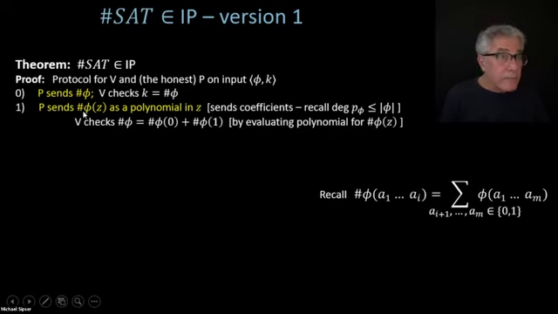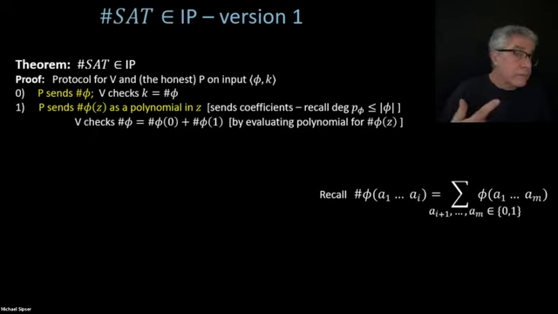So it's going to send phi of Z as a polynomial in Z. Now that's going to be enough for me to figure out what number phi of 0 and number phi of 1 is, because I plug in 0 and 1 for Z. But now I can figure out what number phi of 2 is also, because I can plug 2 in for Z, or number phi of 7. I plug 7 in for Z.